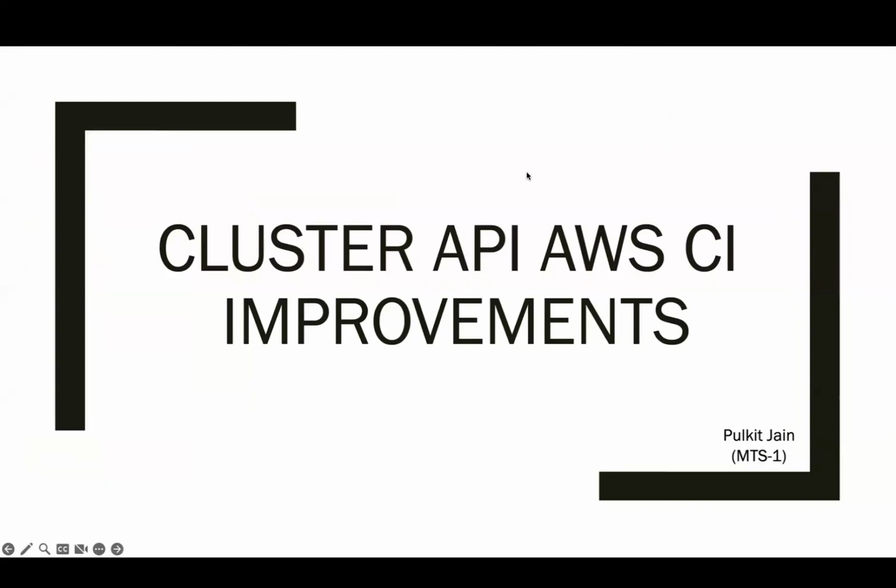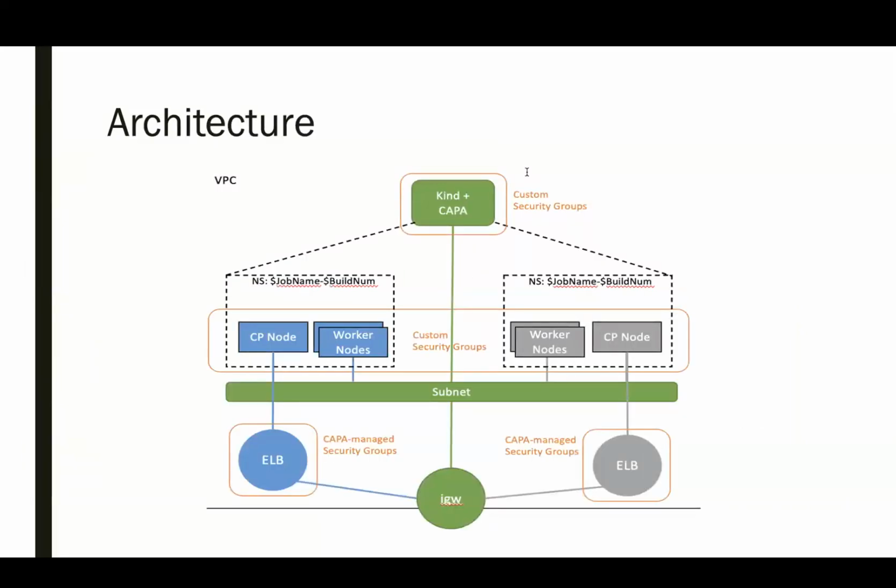So hello everyone, today I'll be talking about the Cluster API CI improvements. The agenda that I'll be covering today is the architecture diagram for the Cluster API. I'll give a brief on it. Then the feature improvements that have been taken care of, the future scope that we are planning to do related to the CAPA jobs, then a short demo, and then we can have questions and answers. Starting with a brief on the architecture diagram.